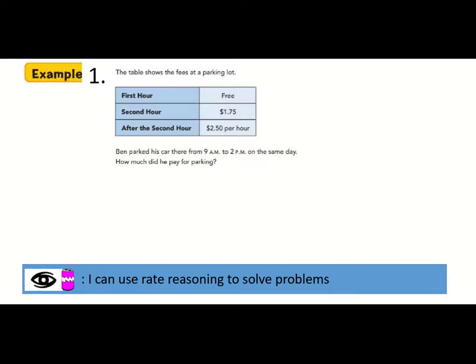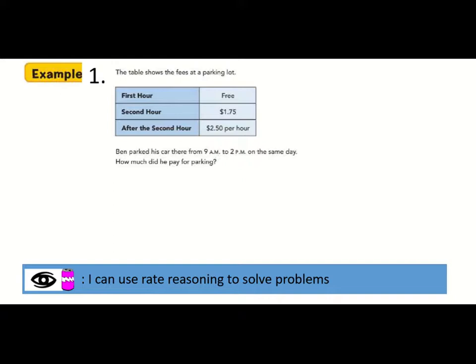So for problem 1, it says the table shows the fees at a parking lot. First hour is free. The second hour is $1.25. After the second hour, the cost is $2.50 per hour. Ben parked his car there from 9 a.m. to 2 p.m. on the same day. How much did he pay for parking?